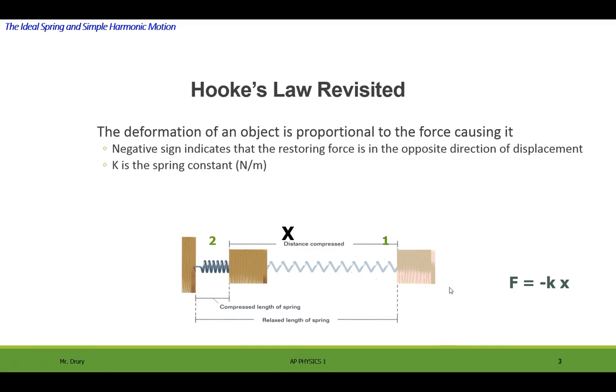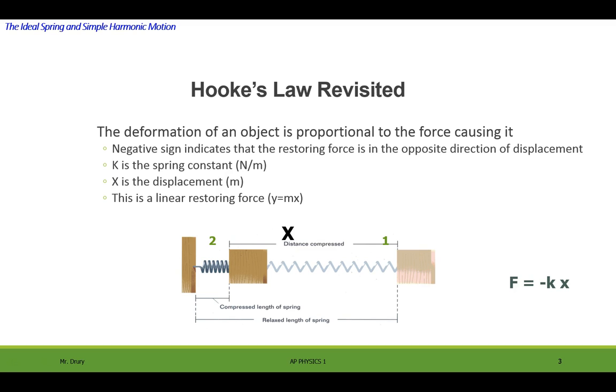And k is the spring constant, and the spring constant is measured in newtons per meter. In other words, how much force you need every meter to either stretch or compress the spring. And x is the displacement, and that's measured in meters.